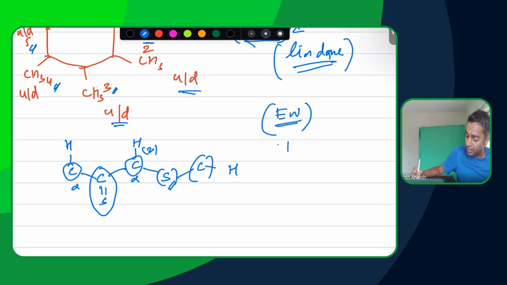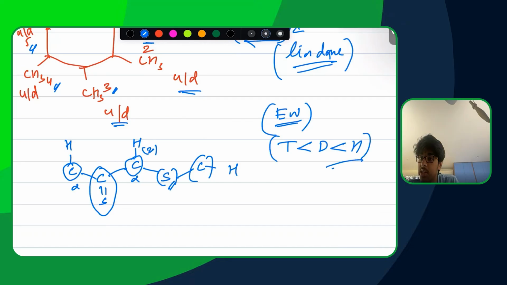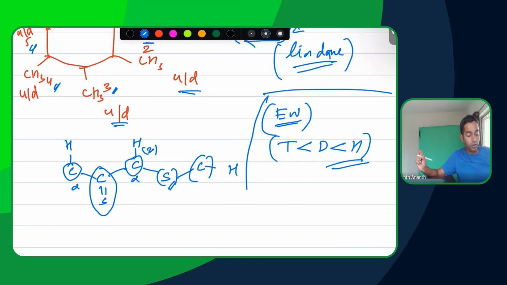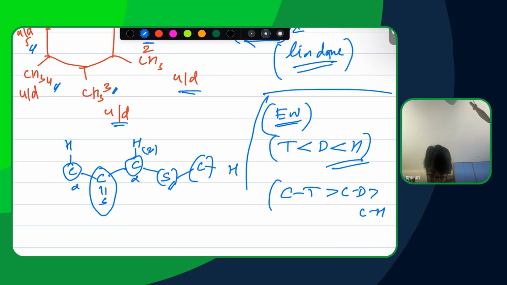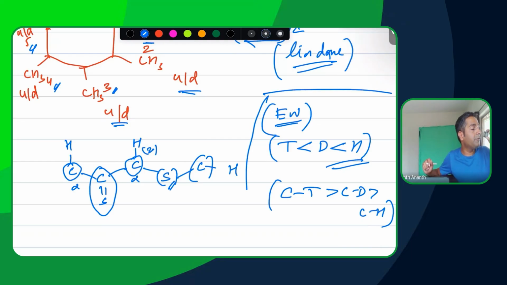In electronegativity terms, tritium is less than deuterium, which is less than hydrogen. When you look at electronegativity for tritium, deuterium, and protium, tritium is less electronegative than deuterium, which is less than hydrogen. Which is why the carbon-tritium bond is stronger than the carbon-deuterium bond, which is stronger than the carbon-hydrogen bond. Which is why hyperconjugation is worse for tritium, then deuterium, then protium.